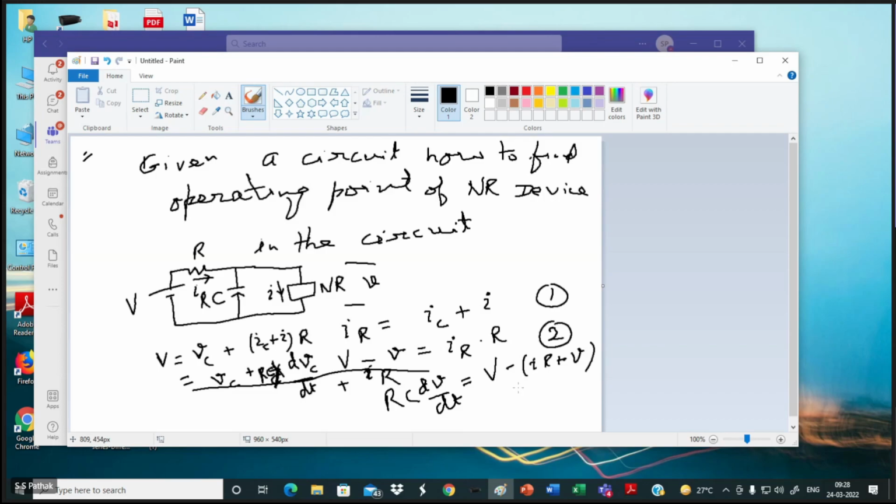Okay. So RC dV by dt is the current passing through what? VC is the voltage across the capacitor. Okay.